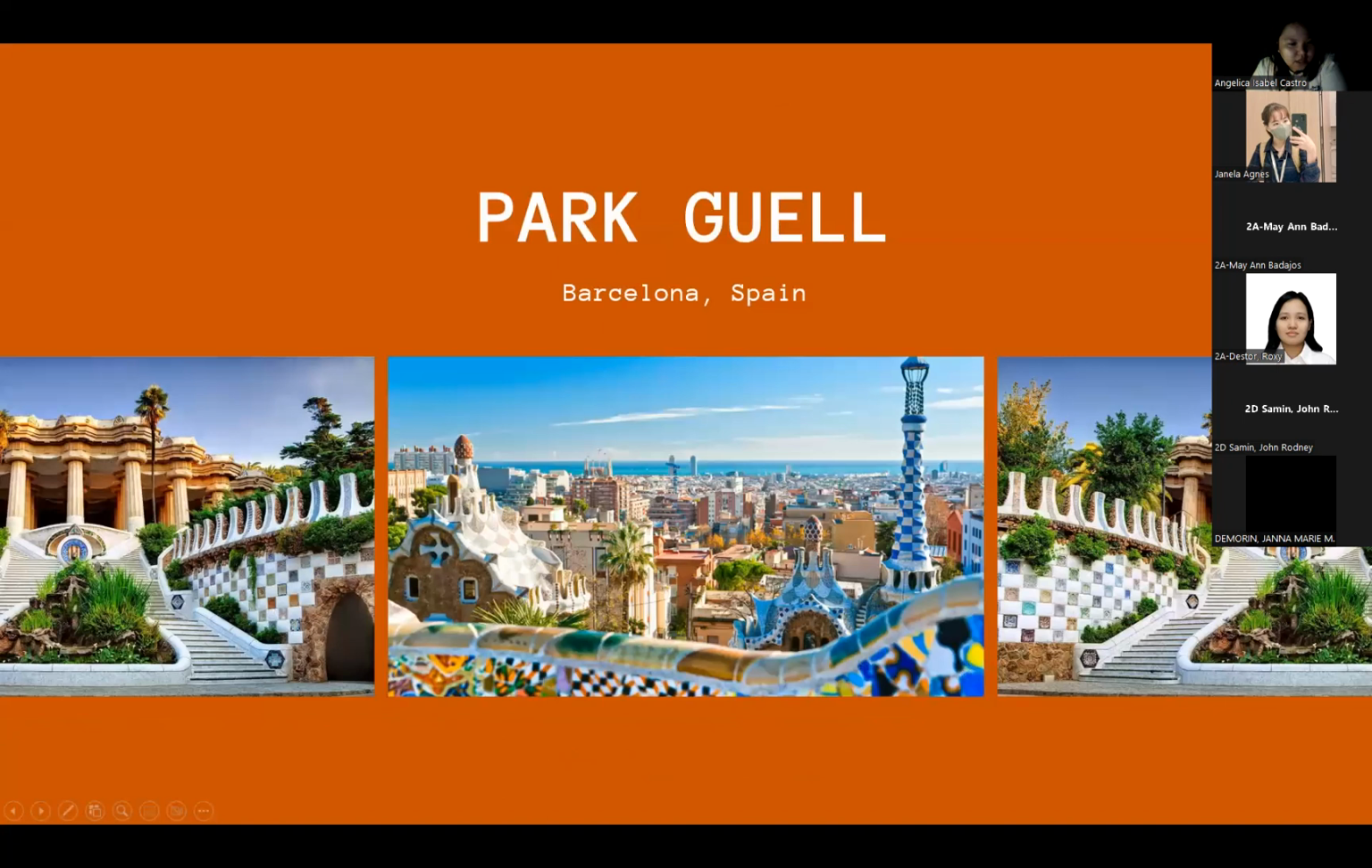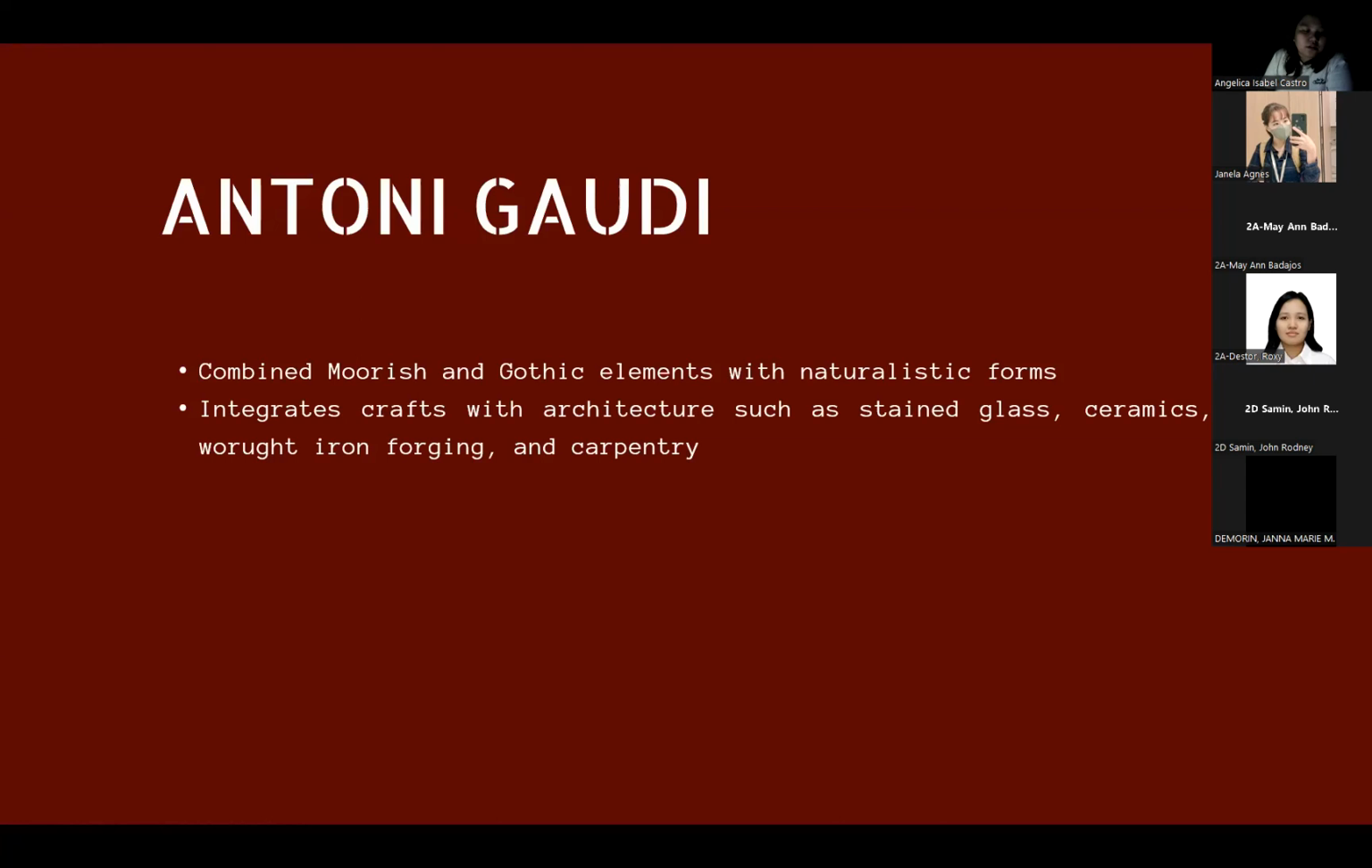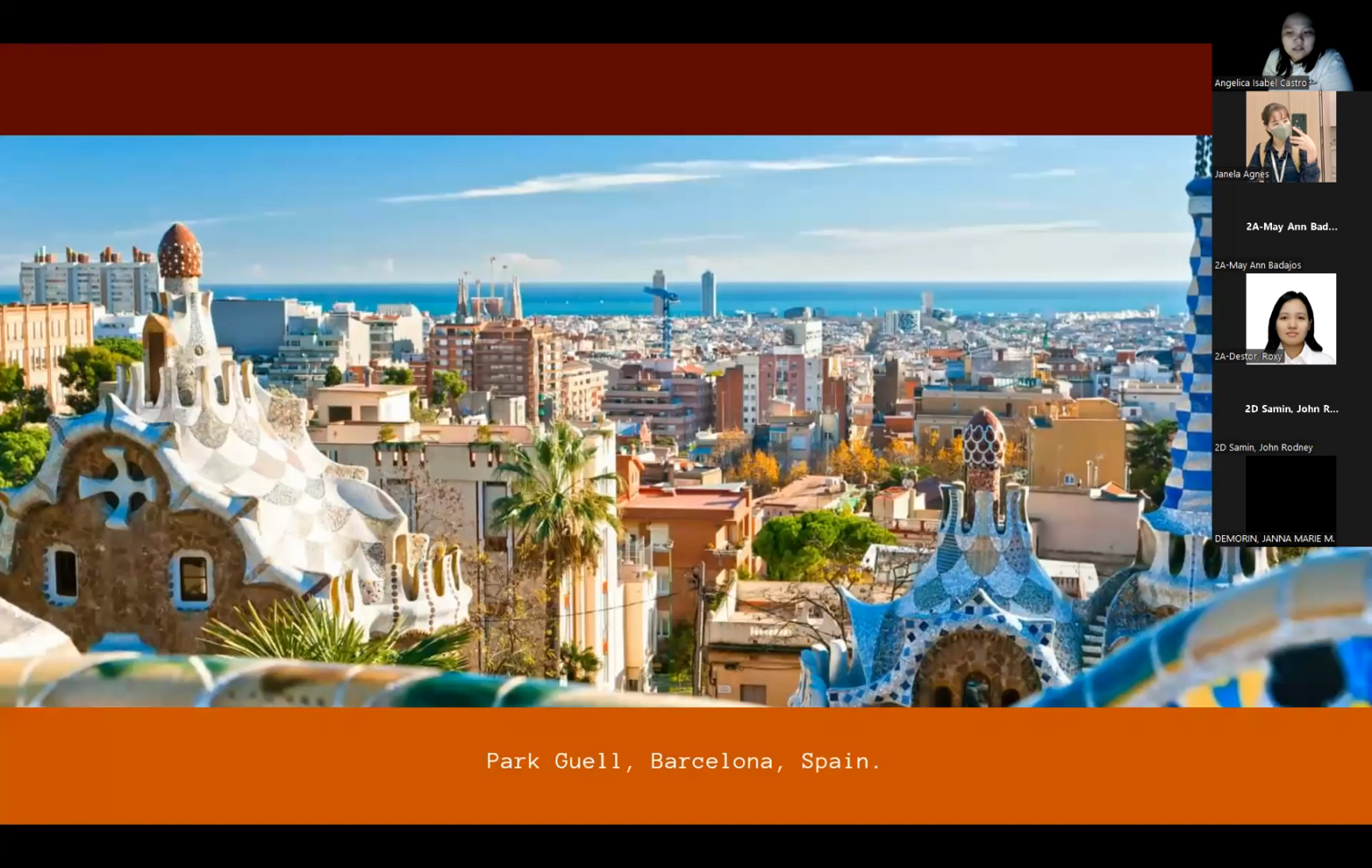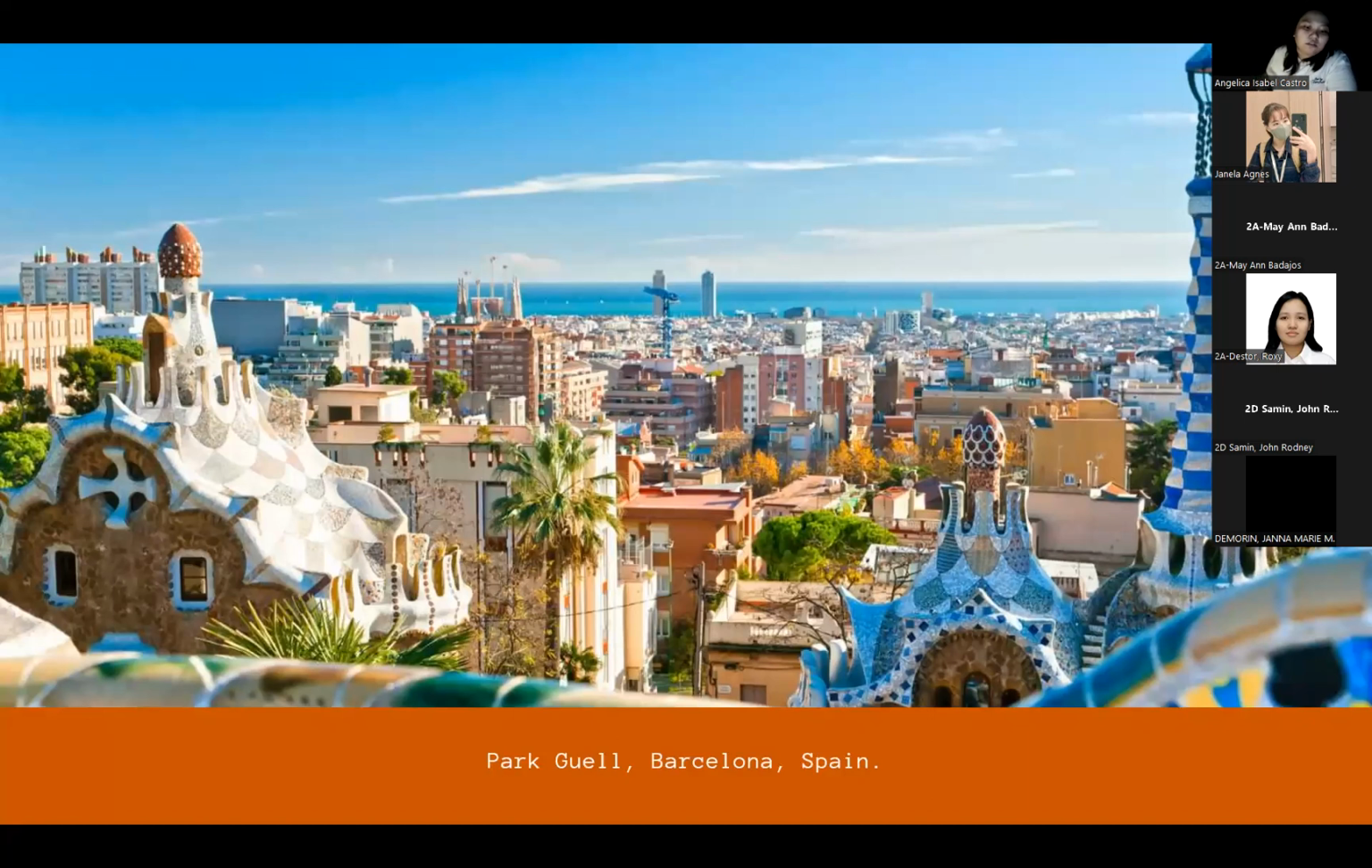Let's go back to Gaudi. Yes, okay. So, going back, Anthony Gaudi. He combined Moorish and Gothic elements with naturalistic forms. He integrated crafts with architecture such as stained glass, ceramics, wrought iron forging, and carpentry. This is one of the designs which is rather playful. The whole compound of Park Güell in Barcelona, Spain, was designed by Gaudi.